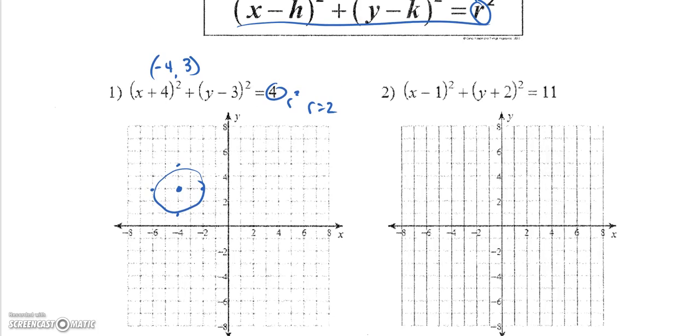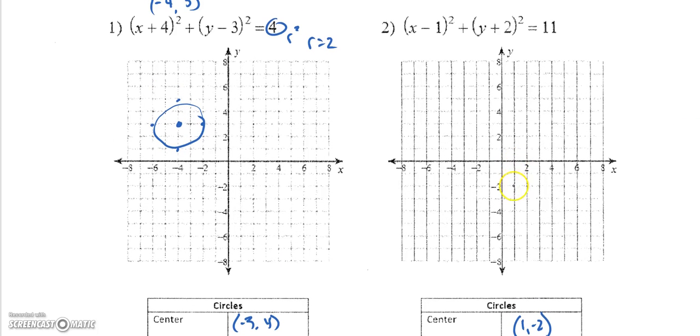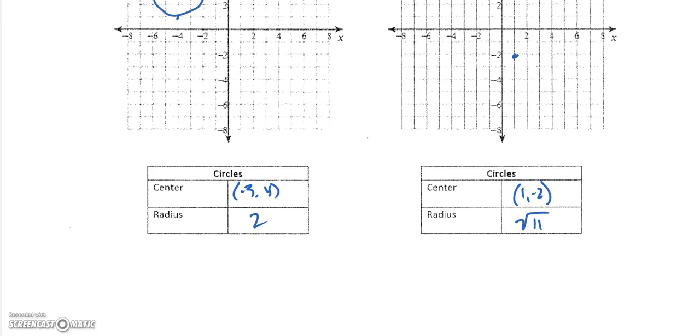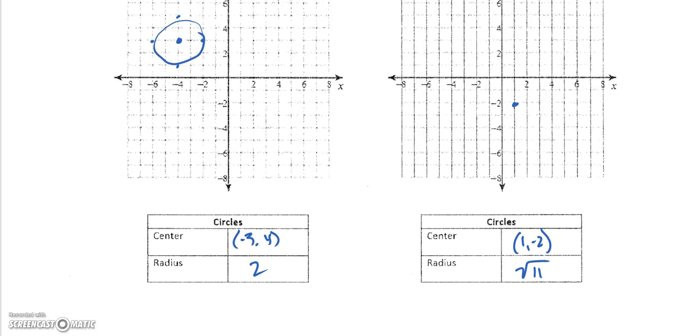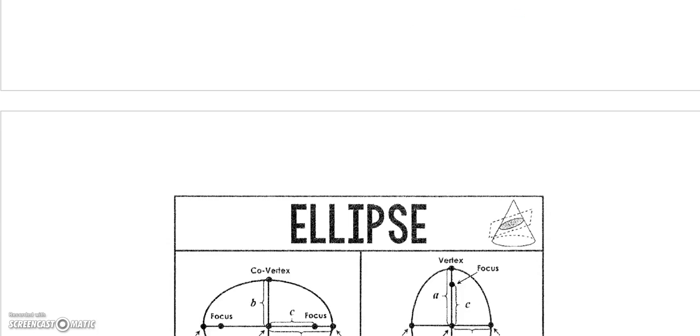Okay, next one. 1, negative 2 for the center. This is r squared, so the square root of that is root 11. Let's think of our perfect squares. If r squared was 9, my radius is 3. This is a little more than 3, right? If it was 16, it would be radius of 4. So this is like 3.2 or something. That just helps us visually. I'm going to go between 3 and 4. Hopefully you guys are better at sketching than I am. This is terrible. Okay, so that's it for circles.